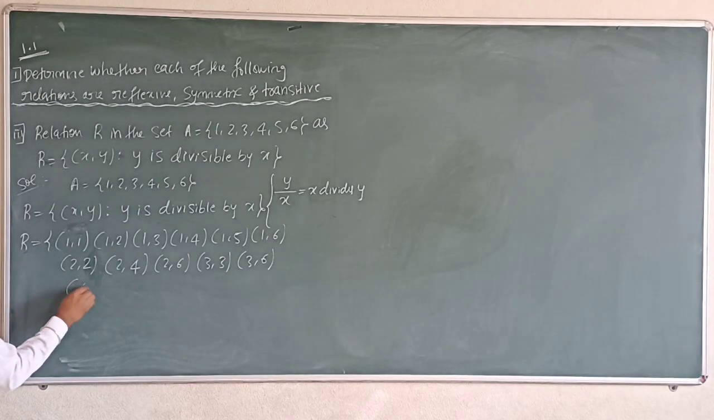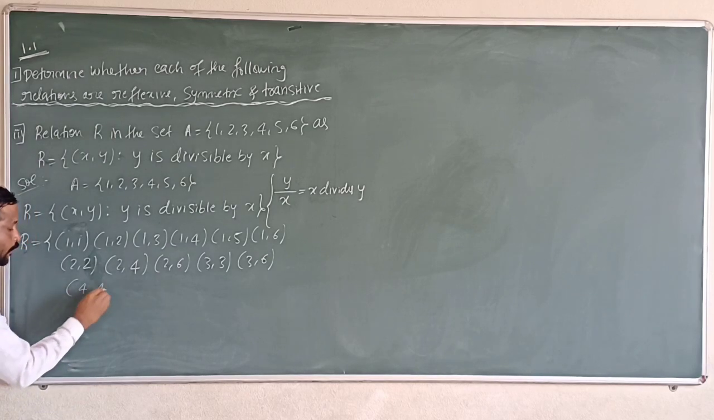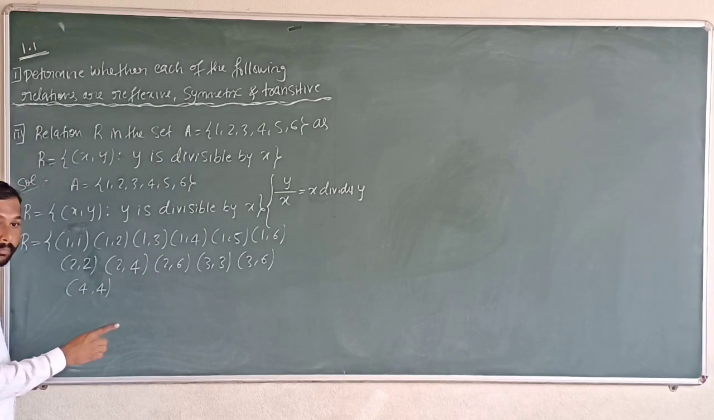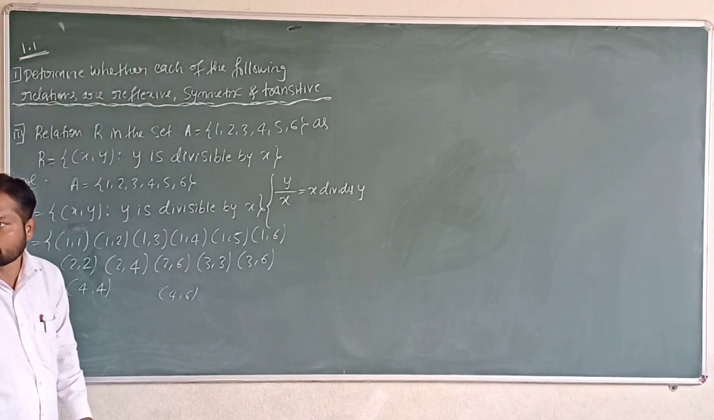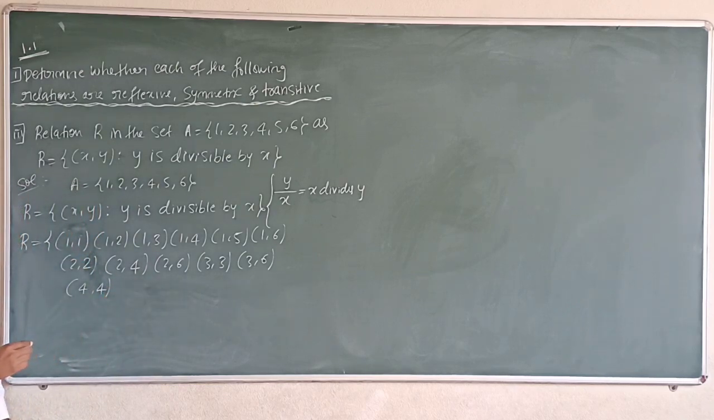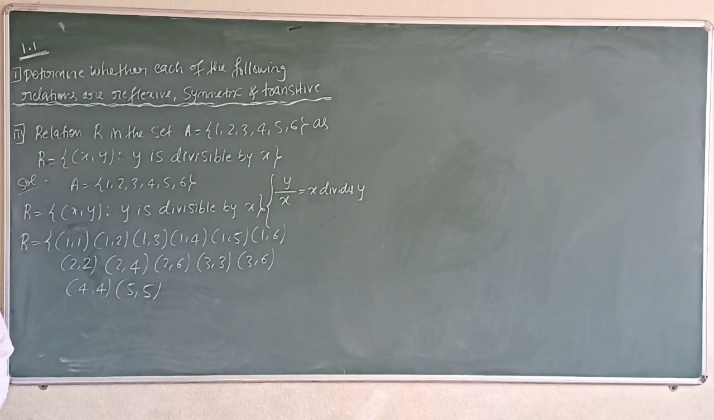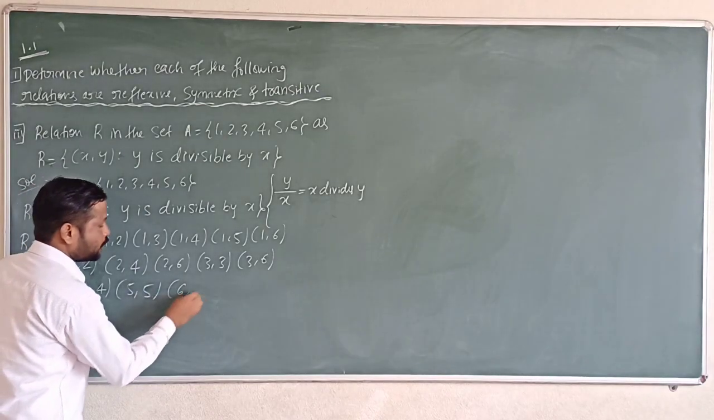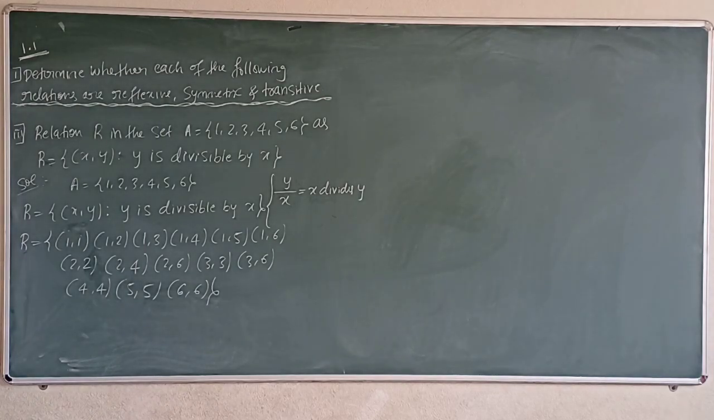Take 4 now. 4 1 not divides. 4 2, 4 3 not, 4 4 divides. 4 5 not possible. 4 6 is also not possible, 4 6 meaning 6 by 4 is 1.5. Next take 5 1 not divides. 5 2, 5 3, 5 4 not, 5 5 divides, 5 by 5 is 1. 6 1, 6 2, 6 3, 6 4, 6 5 not divides, 6 6 divides. These are the ordered pairs for the given relation, right?